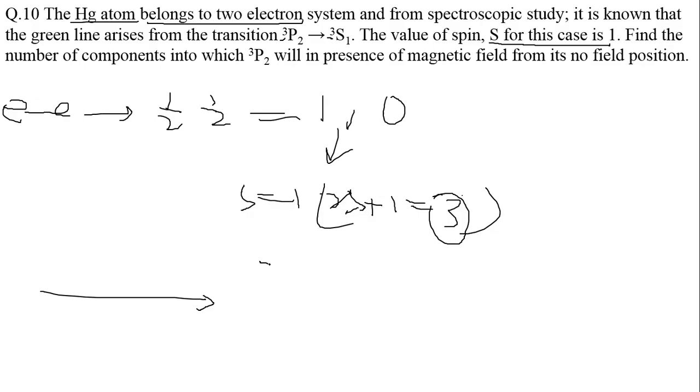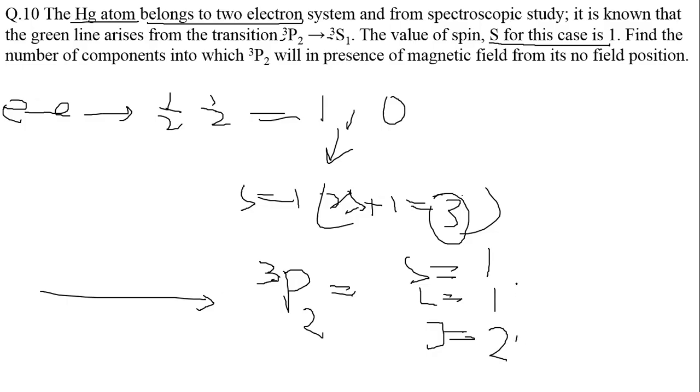So for 3p2, can anyone tell me what is the value of s, what is the value of l, and what is the value of j? Can anyone tell me for the 3p2 level what is the value of s, l, and j? Anyone? So for the 3p2 level, the value of s is 1, value of l is 1, and value of j is 2. So you can say here j corresponds to l plus s.